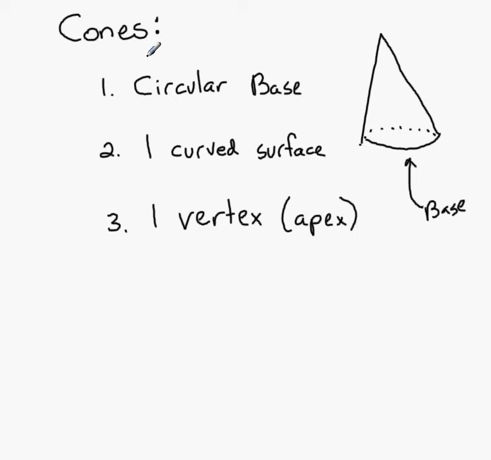In a cone, you have a circular base. The base is the shape of a circle. It only has one curved surface. That one surface wraps around, and it has one vertex up here, and this one is also known as the apex. Now, a lot of times we draw cones upside down because it's easier to envision the base down here.